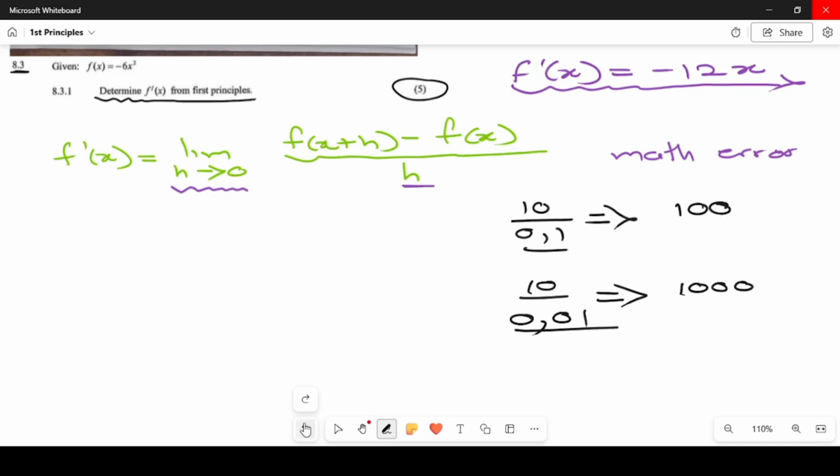So let's go back to solving this using first principles. Let's do that. Okay, let me just erase that.